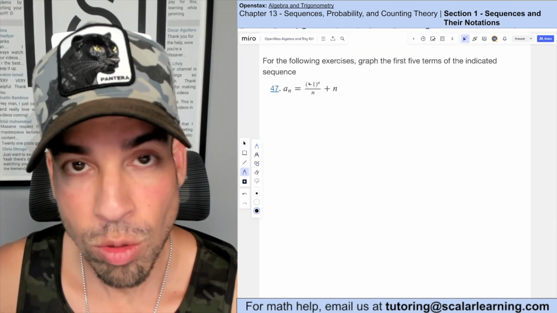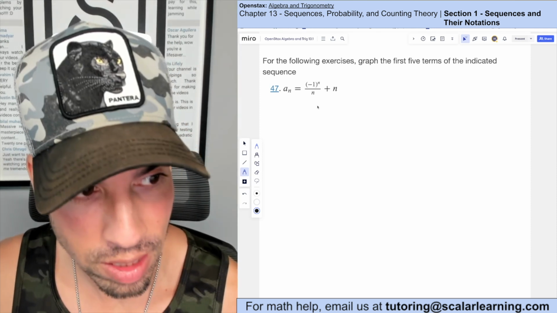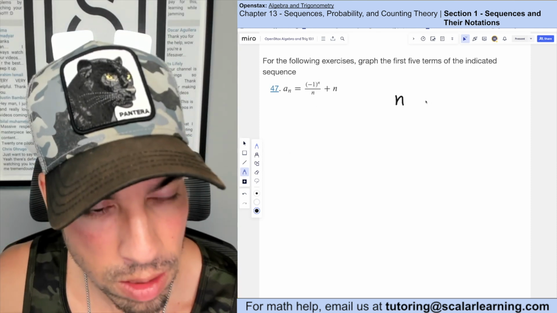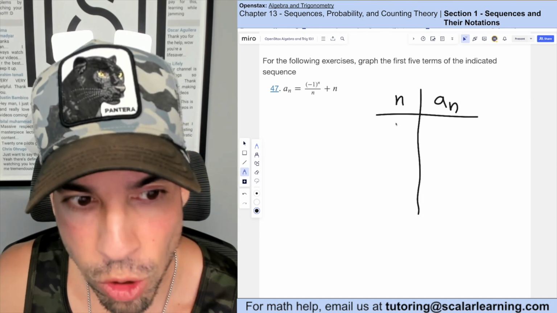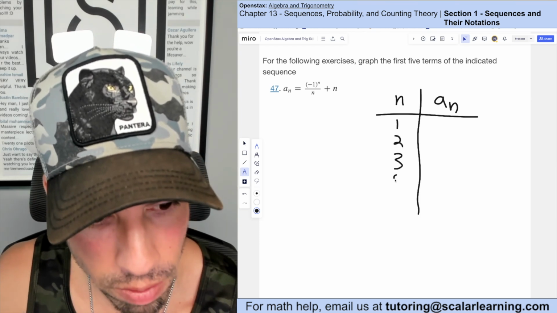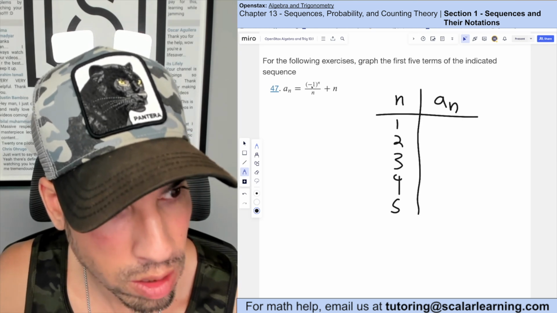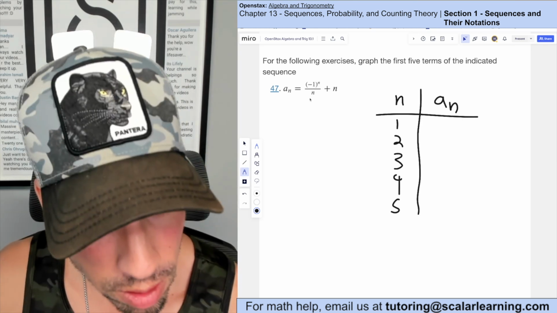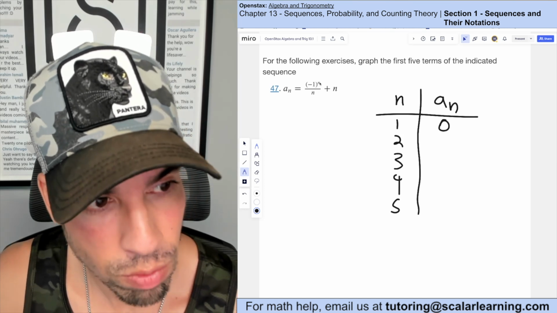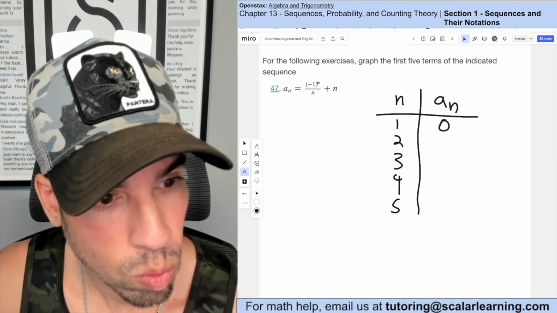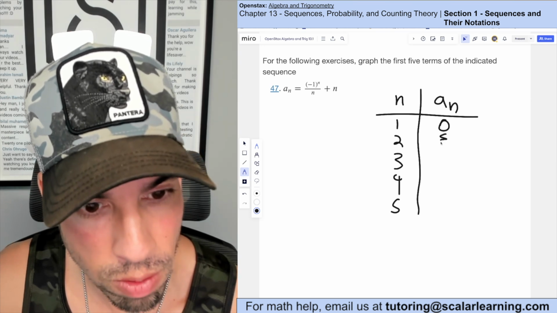Done. So for this one, they want a graph of the first 5 terms. So I'm going to show you what that looks like actually in Desmos. So first what I'm going to do is I'm going to make a little table, n and a sub n, like so. And of course, the first 5 terms are 1, 2, 3, 4, and 5 for n. Now let's plug and chug, right? So I plug in 1, negative 1 to the 1 is negative 1, over 1 is negative 1, plus 1 is 0. Plug in 2. Negative 1 squared is 1 over 2, which is 1/2, plus 2 is 2.5, or 5/2.